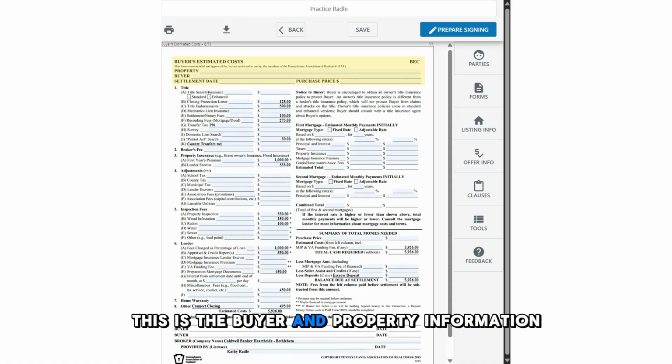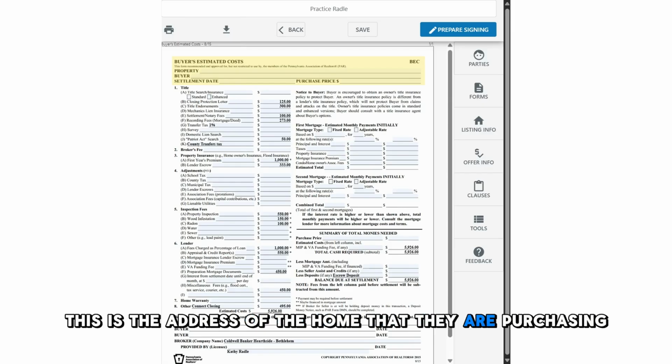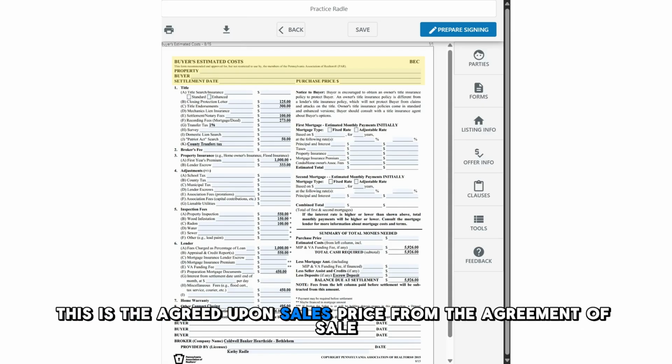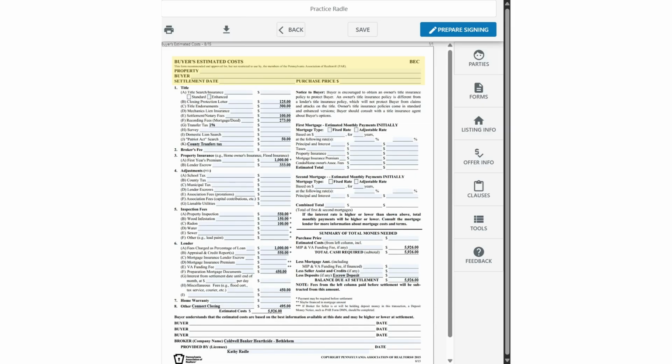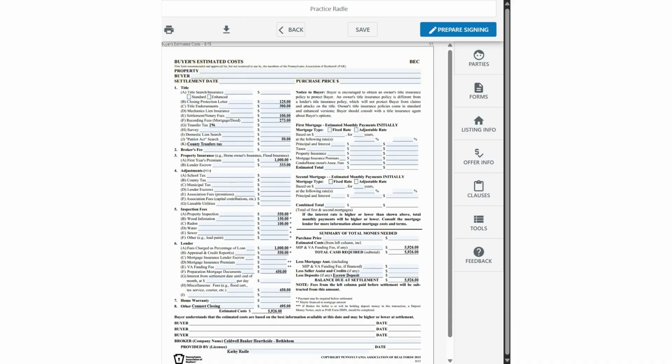So let's discuss the top section. This is the buyer and property information. The buyer's name will appear exactly as it will on the agreement of sale and how they are going to take deed. The property address, this is the address of the home that they are purchasing. The purchase price, this is the agreed upon sales price from the agreement of sale. And of course, the settlement date as it appears in the agreement of sale as well.